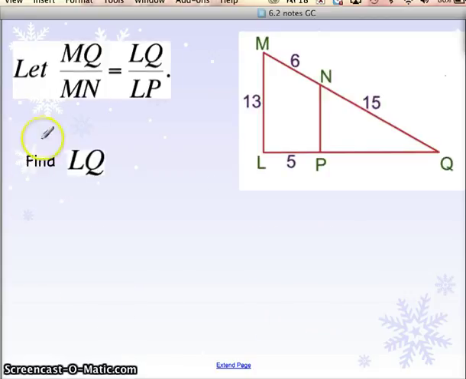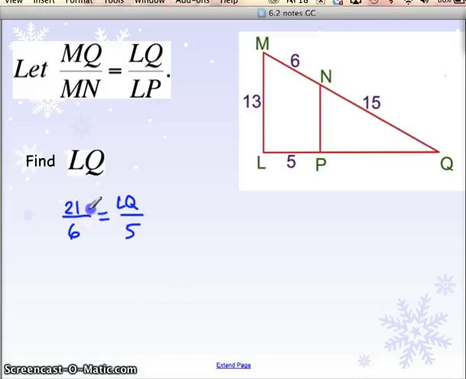Same type of problem. So again, they gave us the setup and we just have to fill a bunch of stuff in. So MQ, this whole thing, 6 plus 15, is 21. MN is 6. LQ, I don't know how long that is because I don't know what this part is, PQ. I don't know what LQ is, so I'm just going to leave it as LQ. And then LP is 5. All right, so we got the setup.